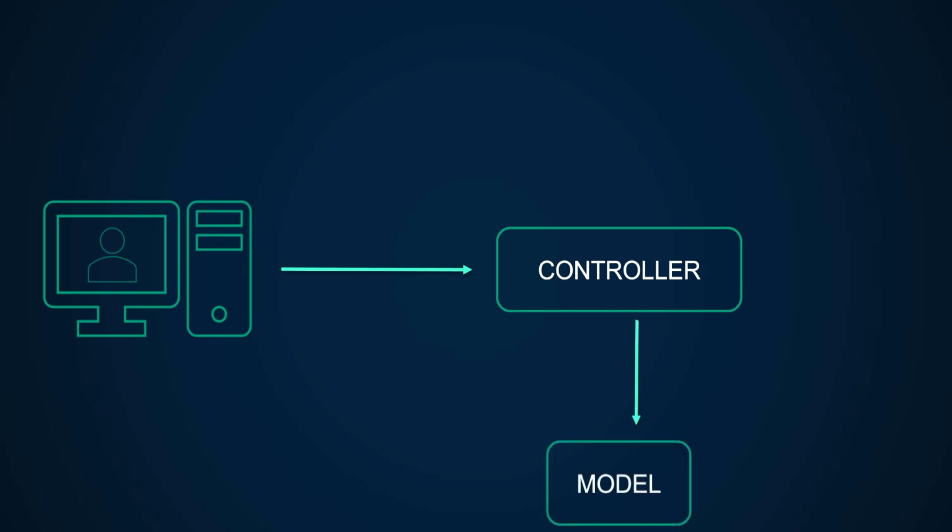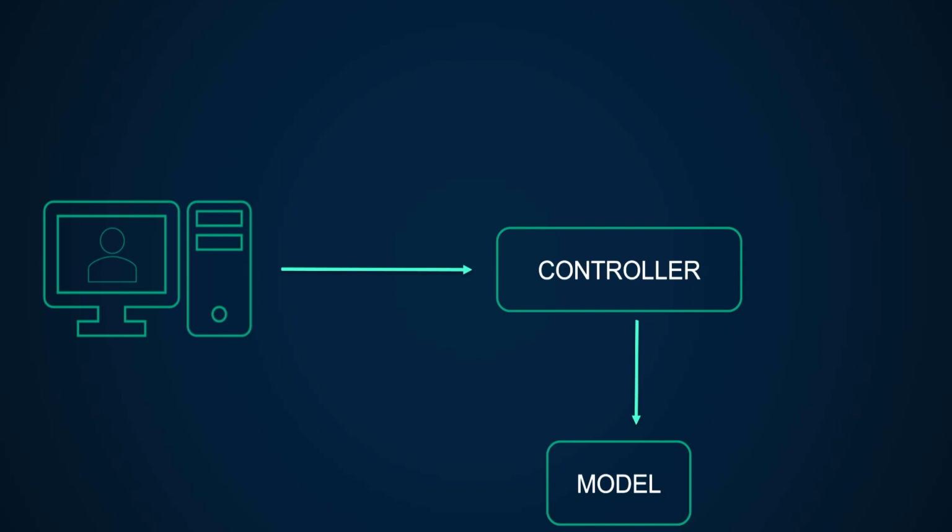Model's job is to handle the business logic. It manages the data of the application. It can process and store the data, and data can be stored in a database or any other data structure or storage system. So basically, model is all about the business logic, data, and data management of your application.